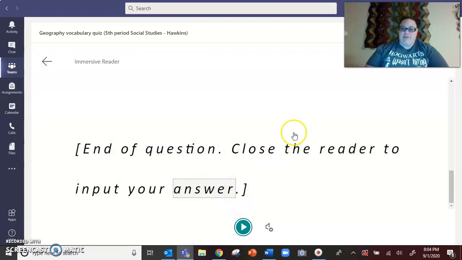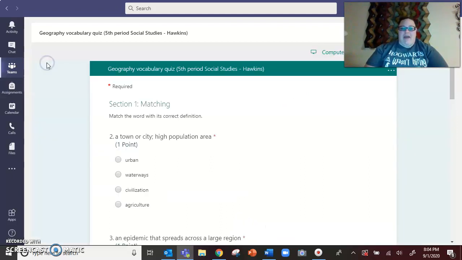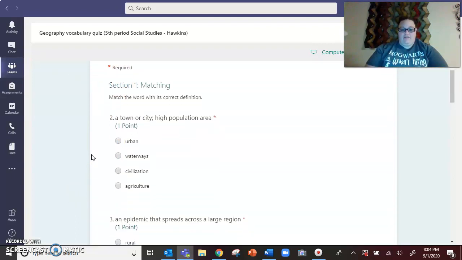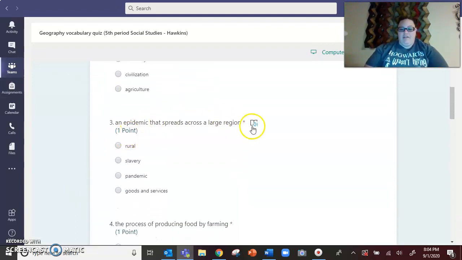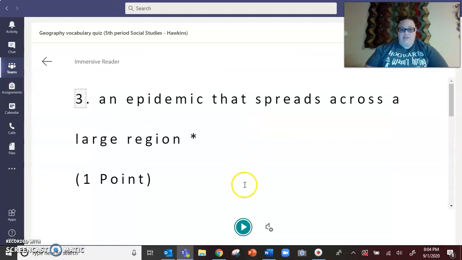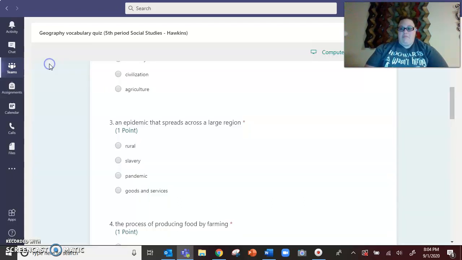So here's how you close the reader. If you go over here and you X out up in the top right corner, it is going to close out of the entire thing. You're going to have to open Teams up again, and that's just a hassle. So instead, you're going to do the back arrow. And you're going to mark your answer, and then scroll down to the next one. Again, the immersive reader, if you need that. If you don't need it, then just go to the next question. Push play, the mechanical voice will read to you, and then back arrow.